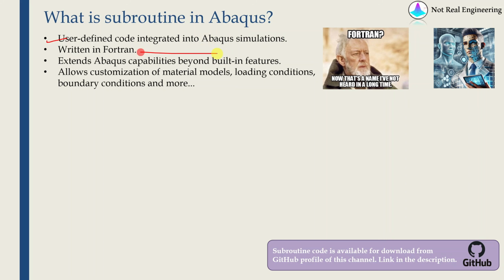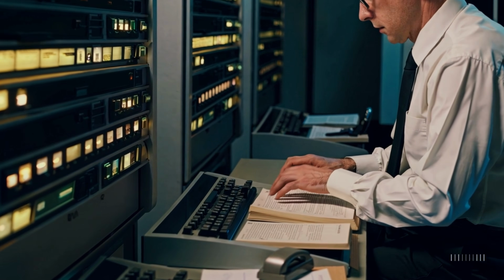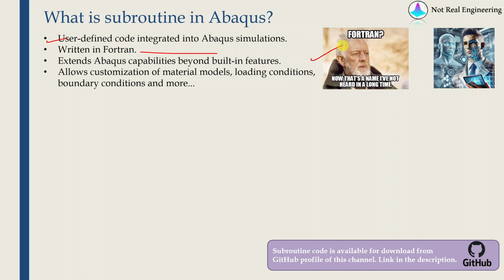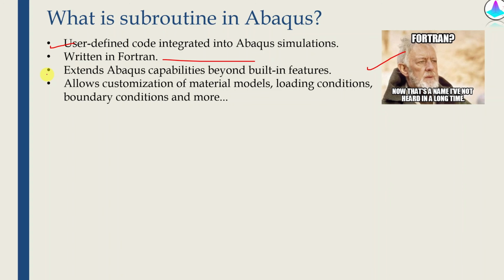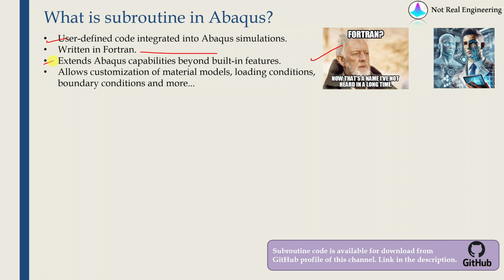It is written in Fortran. I know it is kind of an old language. Most of the students these days, they don't even know what Fortran is, but that's what it is. We have to live with that. It extends Abaqus capabilities beyond its built-in features. User material is one part of that. You can of course write subroutines for many other features such as custom loading conditions, custom boundary conditions, or even custom elements. But no doubt user material is one of the most widely used.